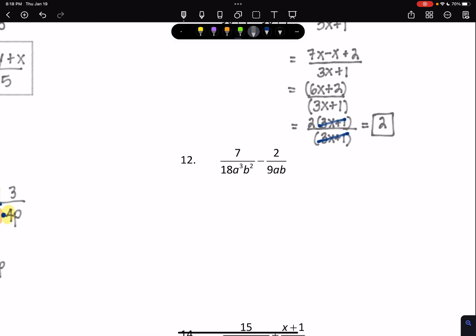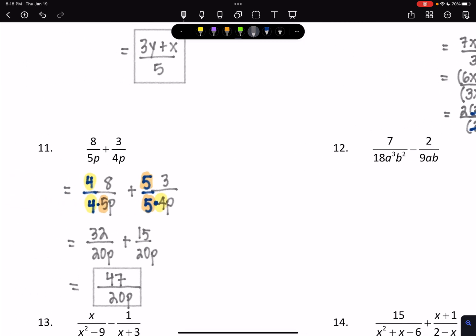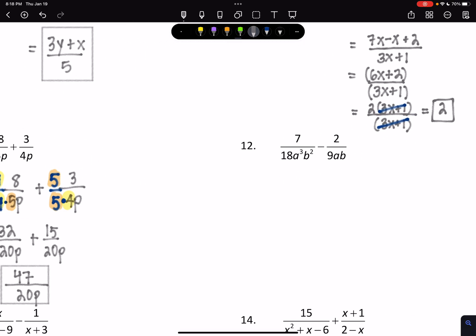Number 12, we'll practice this again. This one's going to be subtraction. We're going to have to get that common denominator. So we've got 7 over 18a cubed b squared minus 2 over 9ab. Now this time the second fraction is going to need a 2 so that they both have a coefficient of 18. So we're going to multiply by 2 over 2.